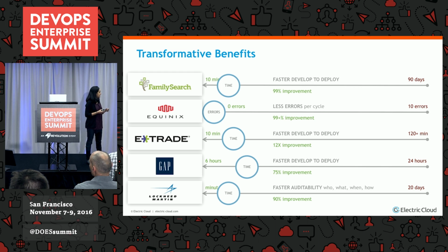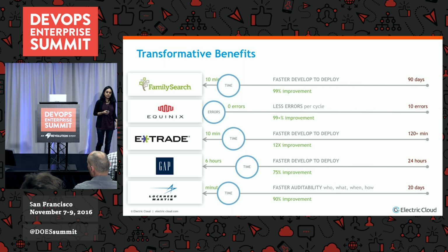And then less errors, right? As you're automating, you're having the repeatability, you're reducing the errors that can be introduced into your processes. We have also at the bottom Lockheed Martin, where because we're adding that traceability, we're adding that monitoring and collection of data in one place, it increases their ability to audit their processes. So they went down from 20 days to minutes to do the auditing that is required. So this is the advantages of using our tool.